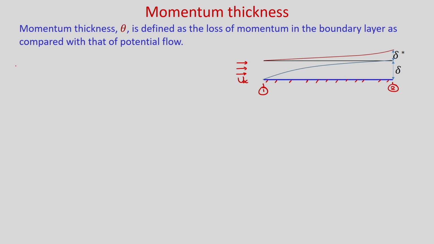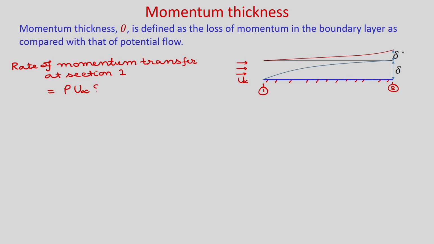So, you can see that the rate of momentum transfer at section 1 is equal to, so rho u infinity delta will be the mass flow rate, into u infinity. So, this is the momentum. So, it will be rho u infinity square delta, and the rate of momentum transfer at section 2.